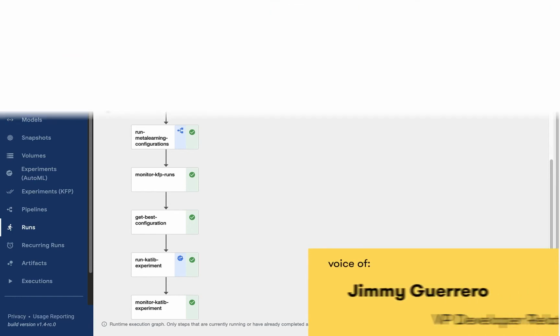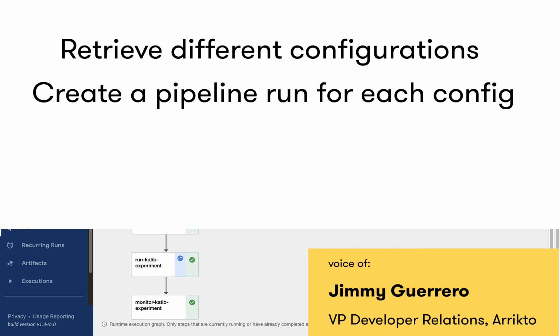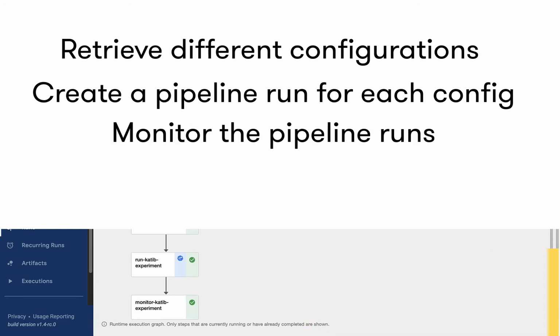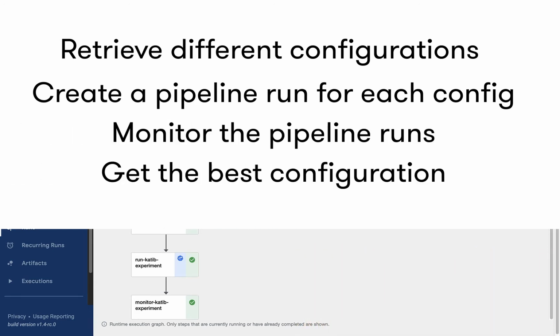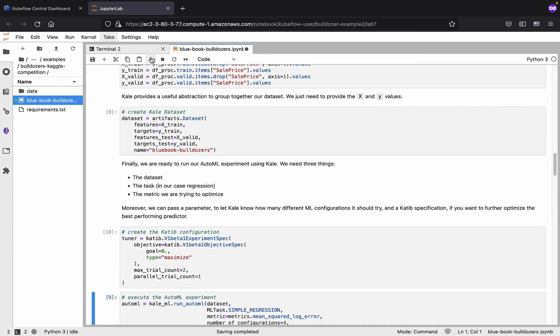In this demo, we're going to retrieve the different configurations, create a pipeline run for each configuration, monitor the pipeline runs, get the best configuration, plus look into hyperparameter optimization. All right, the first step in this demo is to create a Katib configuration. So we execute the cell that you see there on the screen.